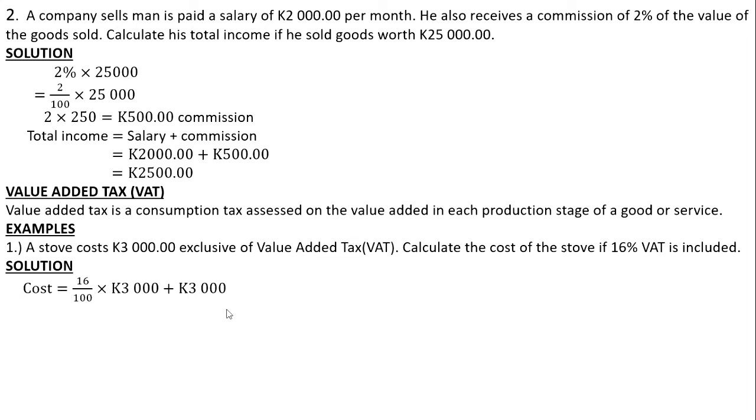So 16% of 3,000 is, divide 100 into 100, 100 into 3,000, we remain with 16 times 30. 16 times 30 is giving us 480 kwacha. So the cost was the VAT, which was 480 kwacha plus 3,000 kwacha for the cost of the stove. Therefore, the cost was 3,480 kwacha.